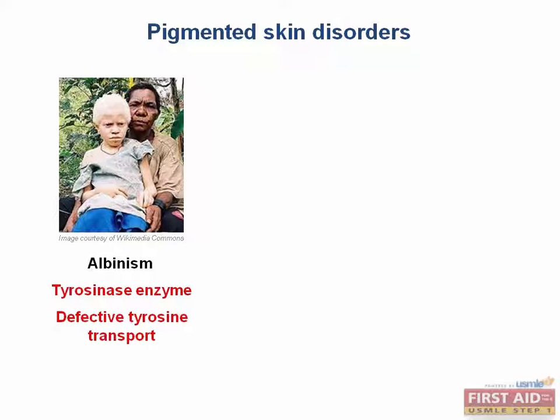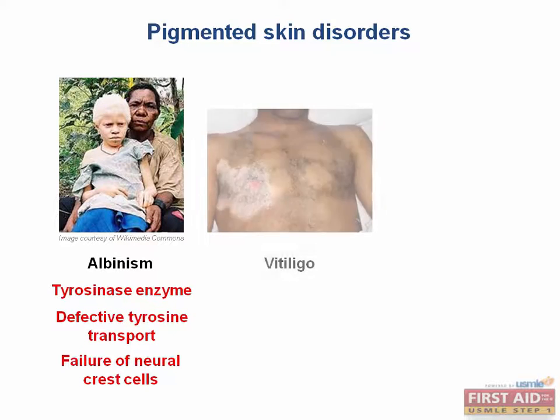Defective tyrosine transport can also result in a similar presentation. A different form of albinism occurs as a result of poor migration of neural crest cells into the skin. In this form, the melanocytes, a neural crest derivative, never actually make it to the skin, and therefore a decreased number of melanocytes is the actual cause of this disease. What's another disease that results from the migration failure of neural crest cells? That's right, Hirschsprung's disease.